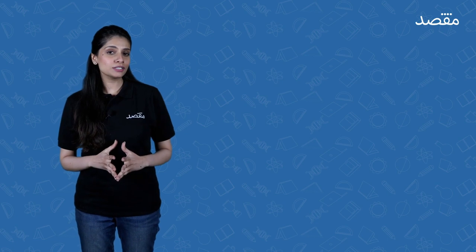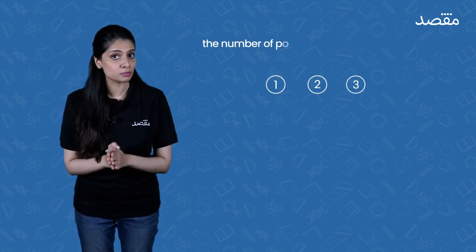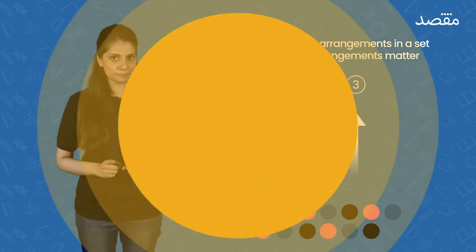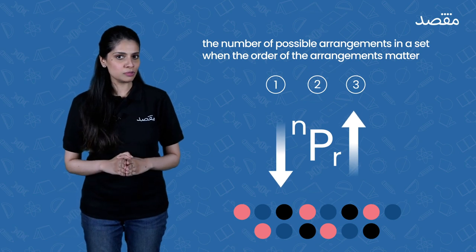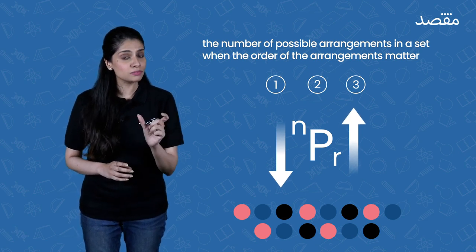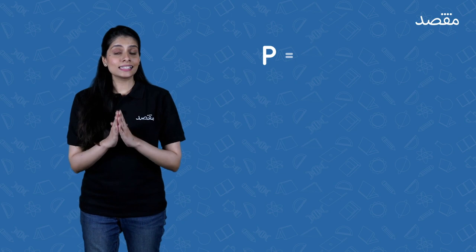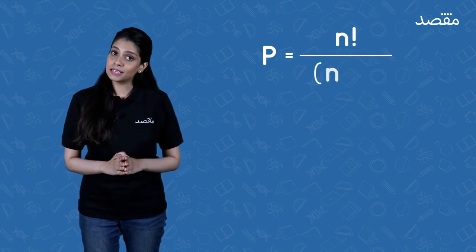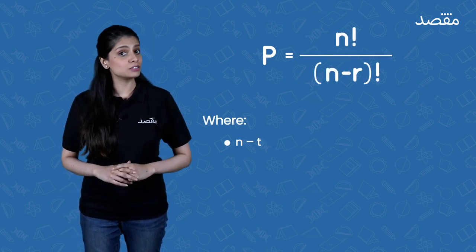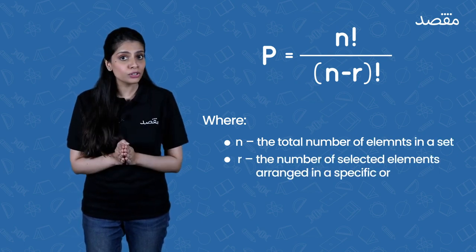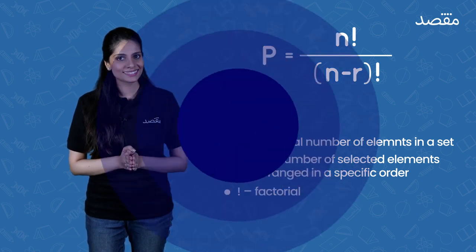So what is a permutation? Permutation is a mathematical technique hai that determines the number of possible arrangements in a set when the order of the arrangements matter. Okay? So common mathematical problems involve choosing several items from a set of items in a certain order. So what is the formula for permutation? It is n factorial divided by n minus r factorial, where n is the total number of elements, r is the number of selected elements in a specific order, and factorial to aap jante hain.